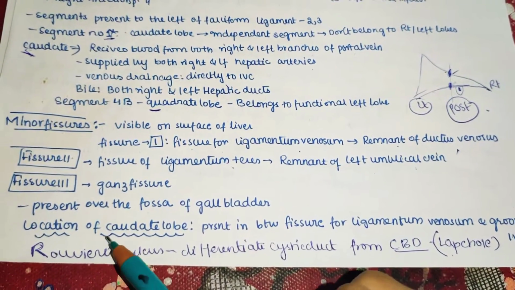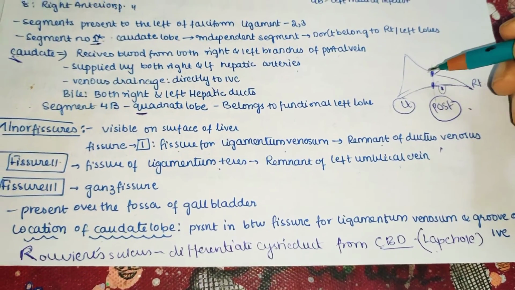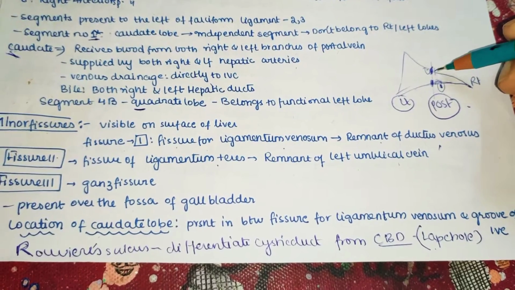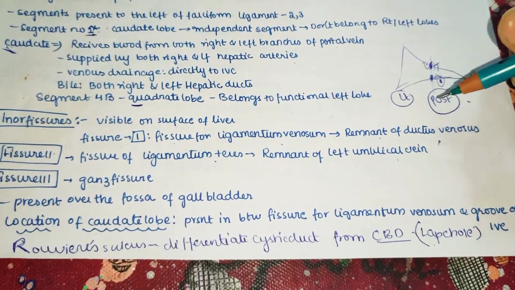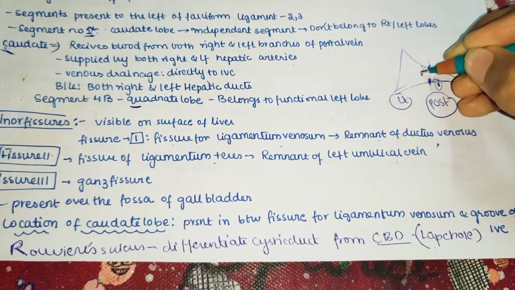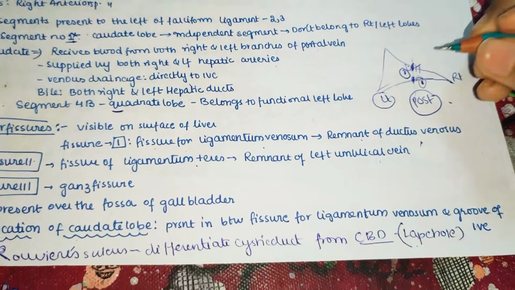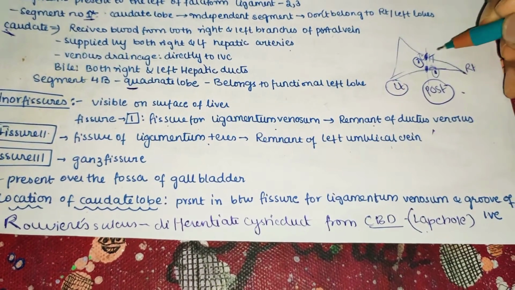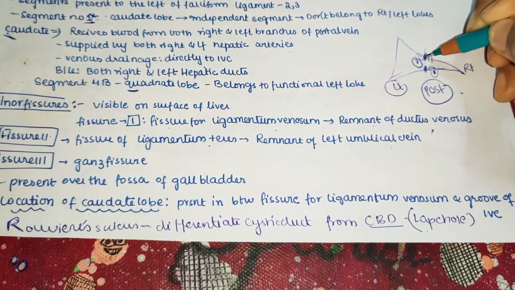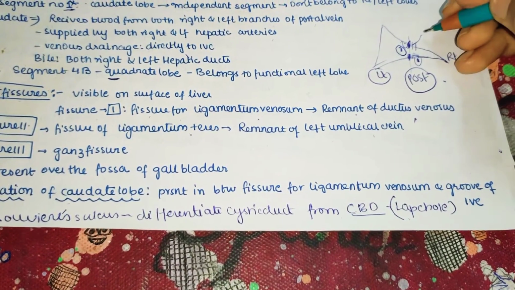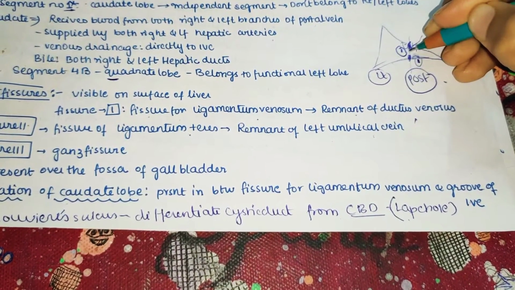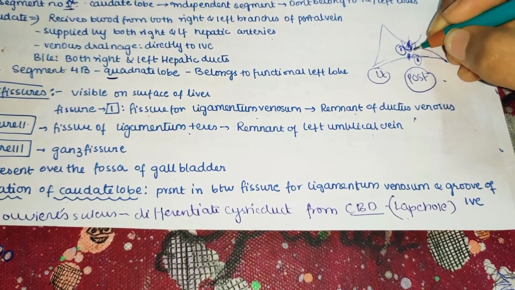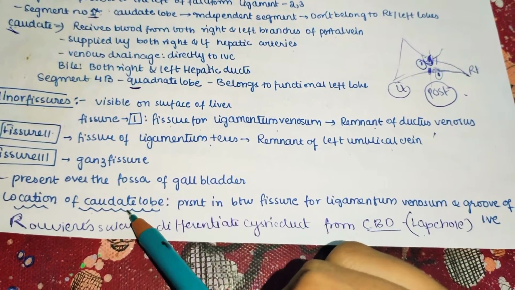So next, coming to location of caudate lobe. The caudate lobe will be here and the quadrate lobe will be here. Here will be the inferior vena cava opening on the posterior side, and here only will be the number one segment, that is the caudate lobe segment. So the caudate lobe is present between the fissure for ligamentum venosum and the groove of inferior vena cava. So in between them, here will be the exact location of caudate lobe. Between the ligamentum venosum and the inferior vena cava, we are having a caudate lobe.